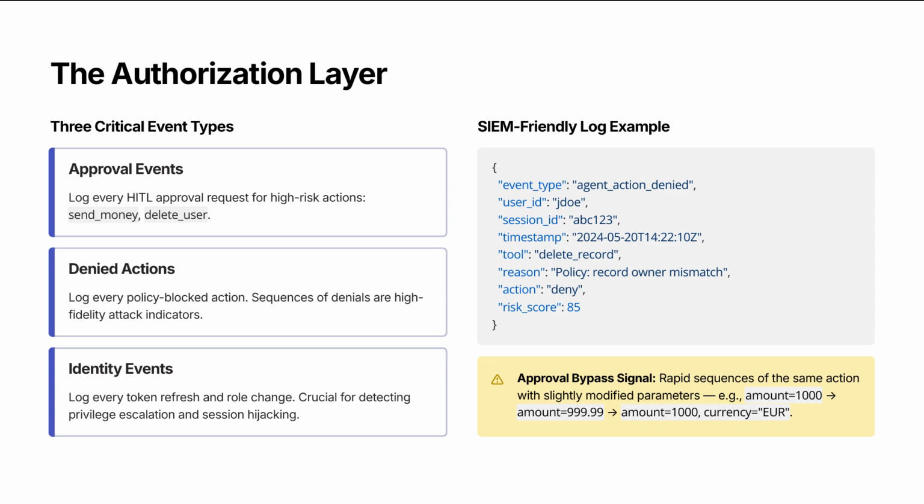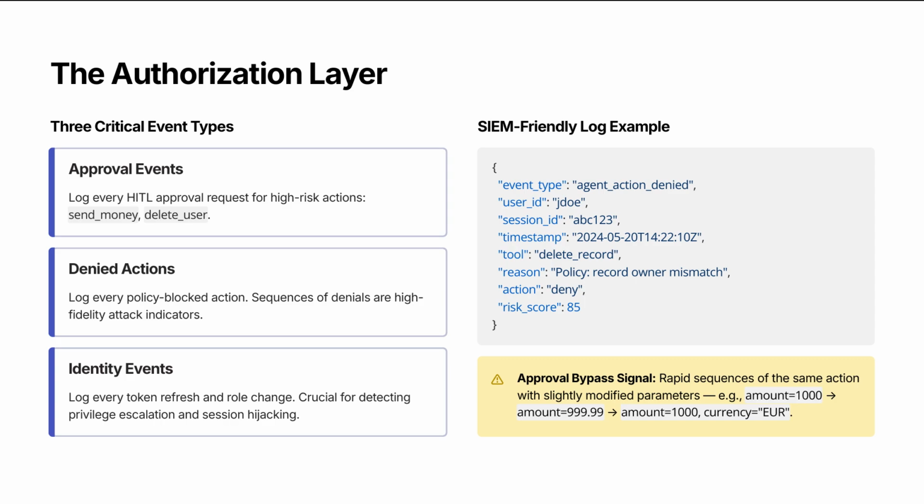The log format should also be SIEM-friendly. In the example here, the event captures the event type, user ID, session ID, timestamp, tool, reason, action, and risk score. That structure makes it much easier to search, correlate, and alert across systems.